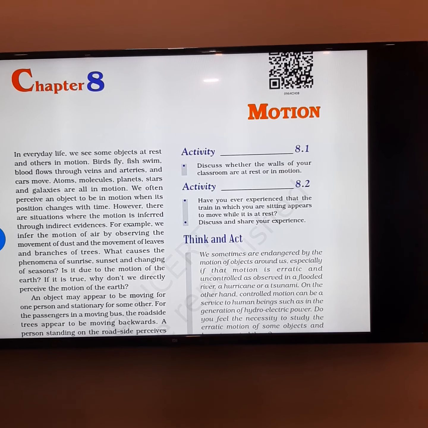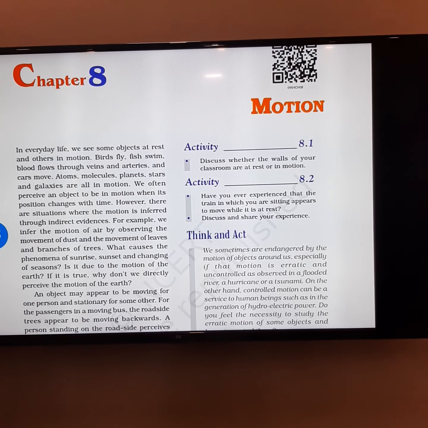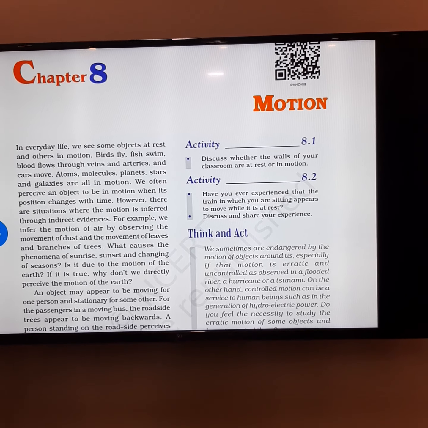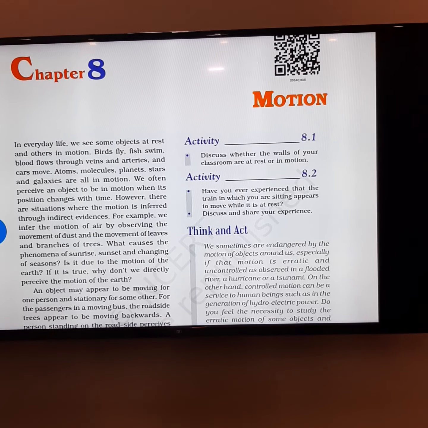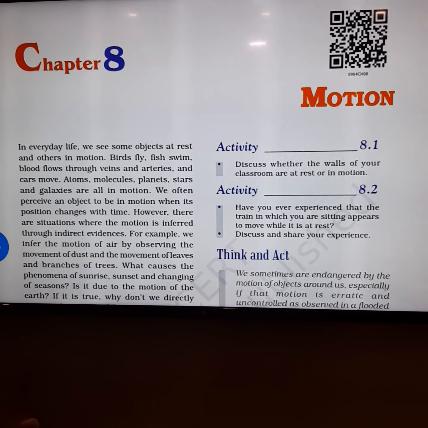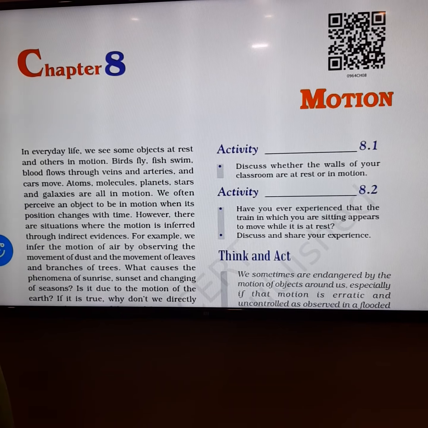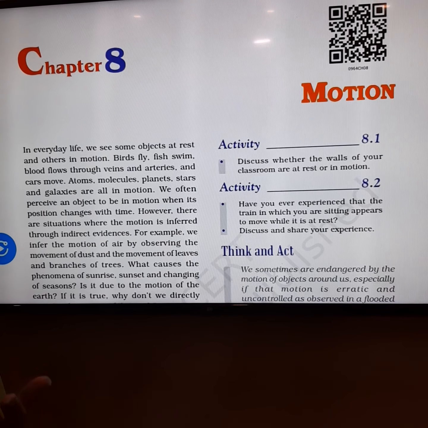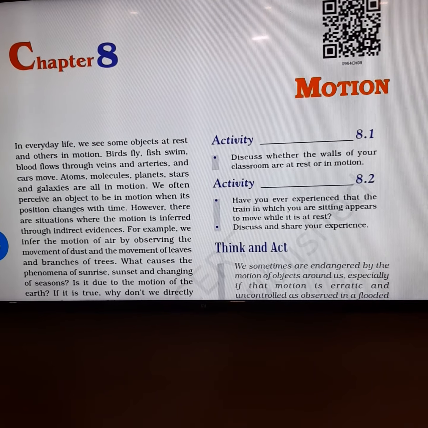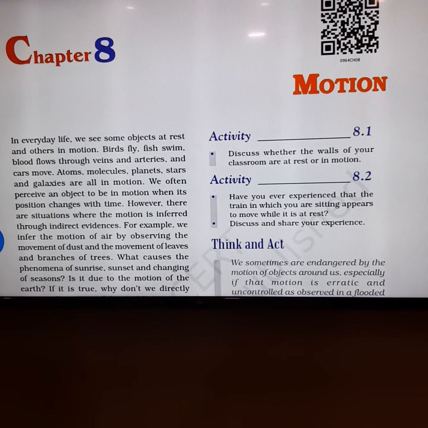But if we observe the similar phenomena from sky, or you can say from above, that is from the outer space, we will see that the earth is in motion. That means if the earth is in motion, that means the walls of your classroom are also in motion.